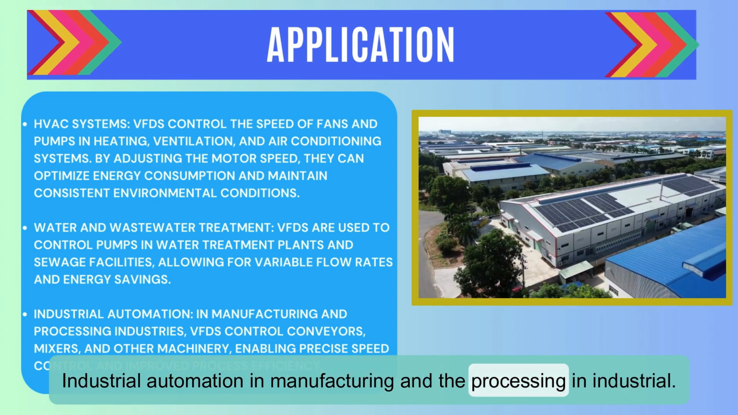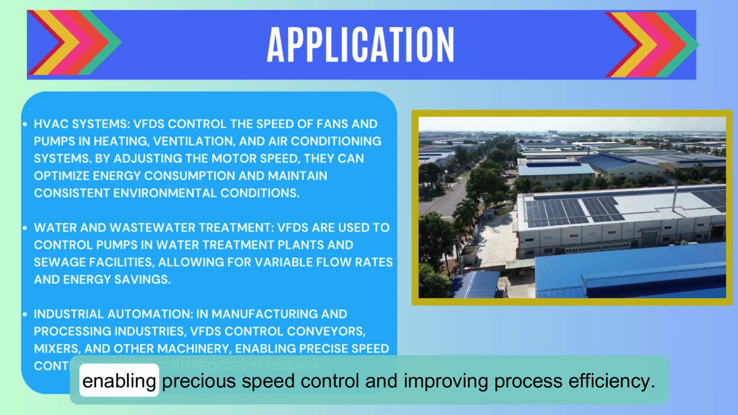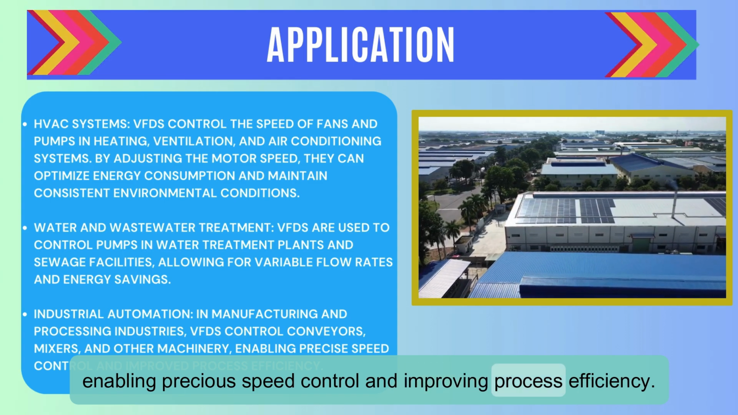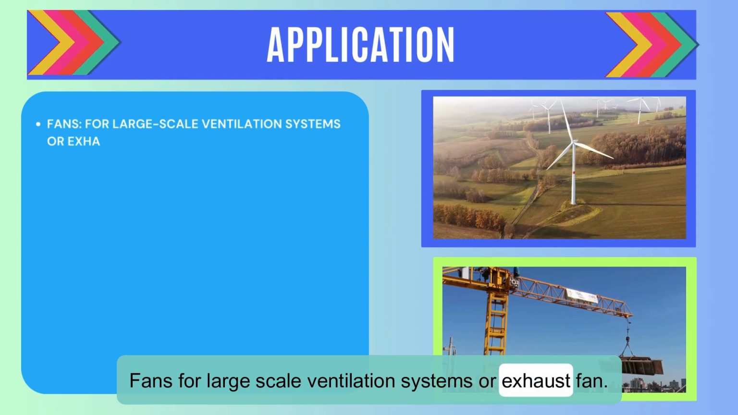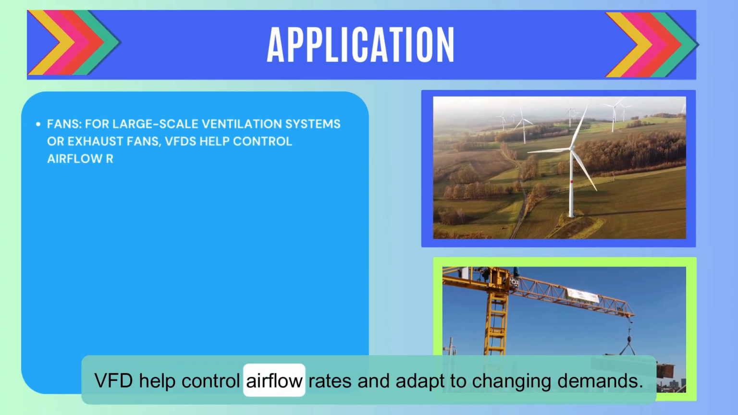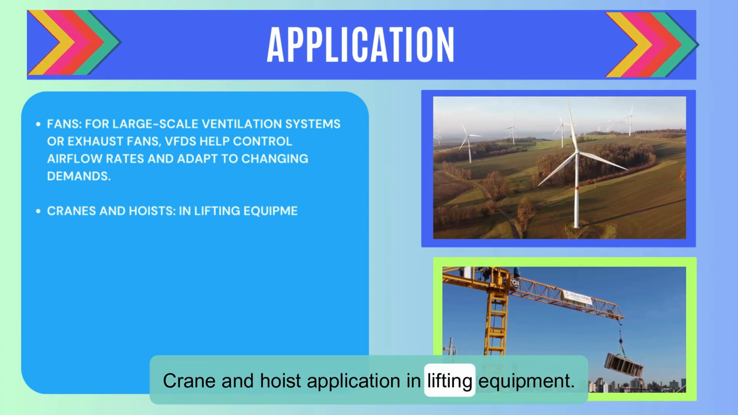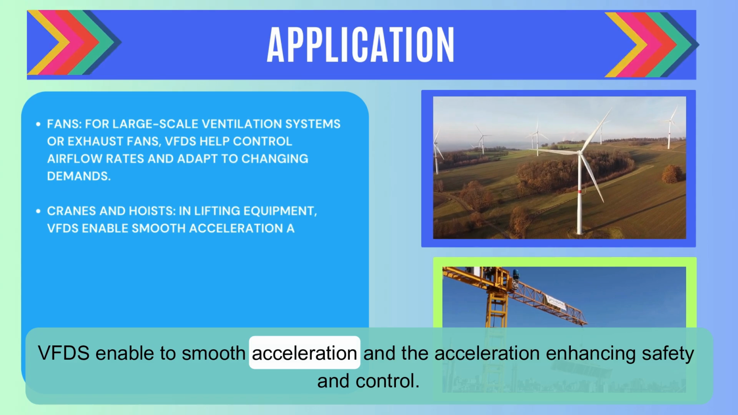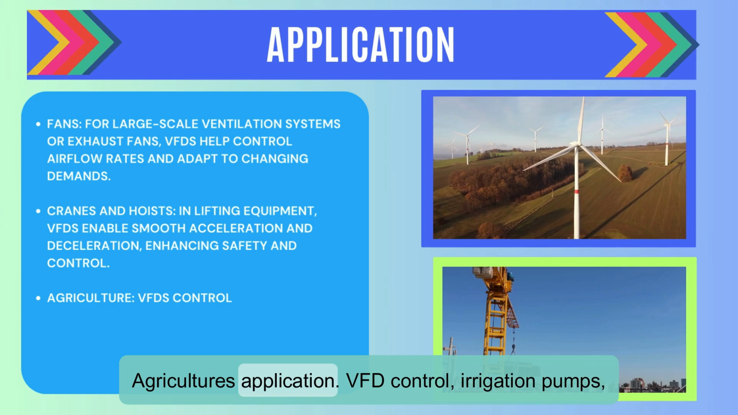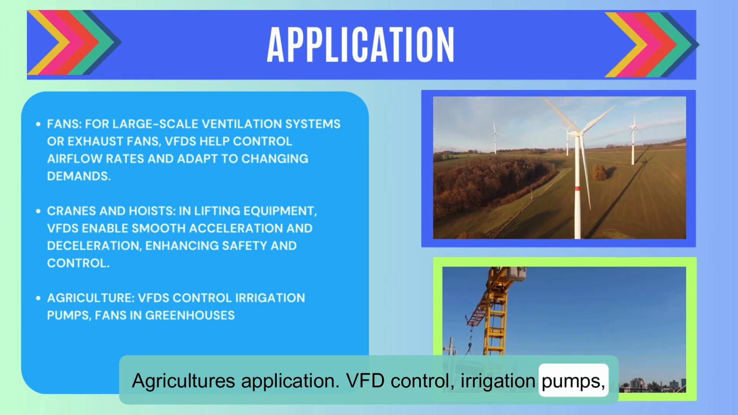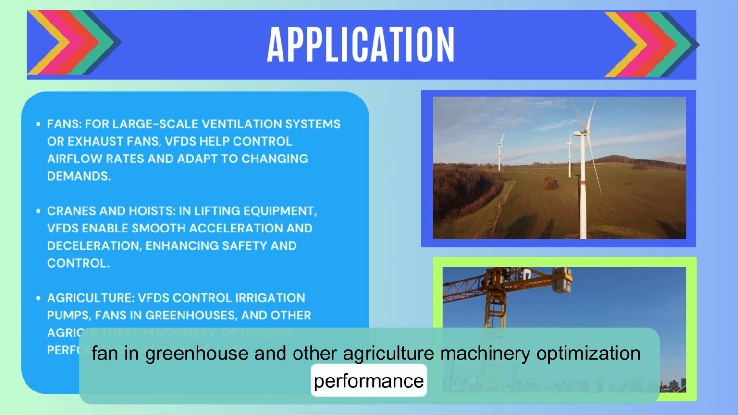Industrial automation. In manufacturing and processing industries, VFD controls conveyors, mixers and other machinery, enabling precise speed control and improving process efficiency. Fans. For large scale ventilation systems or exhaust fans, VFD helps control airflow rates and adapt to changing demands. Crane and hoist application. In lifting equipment, VFD enables smooth acceleration and deceleration, enhancing safety and control. Agriculture applications. VFD controls irrigation pumps, fans in greenhouses and other agriculture machinery, optimizing performance and energy use.